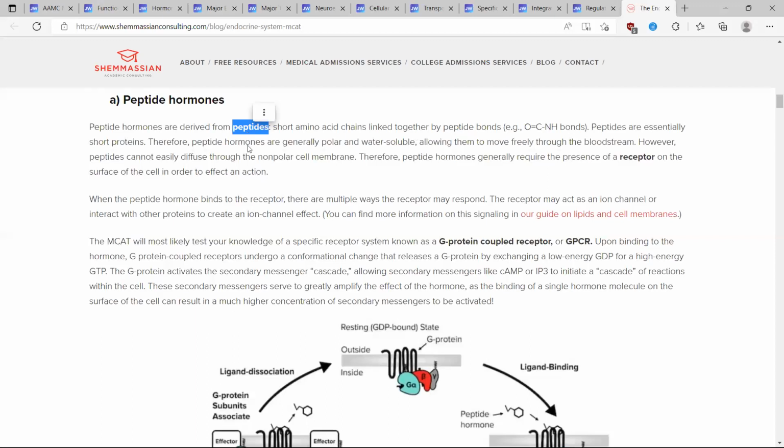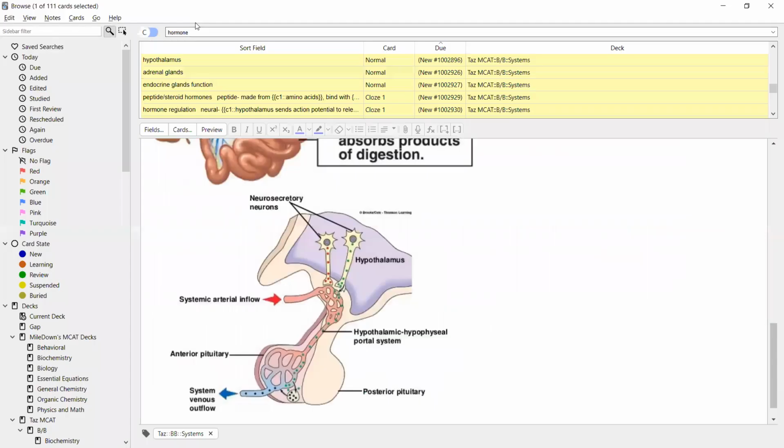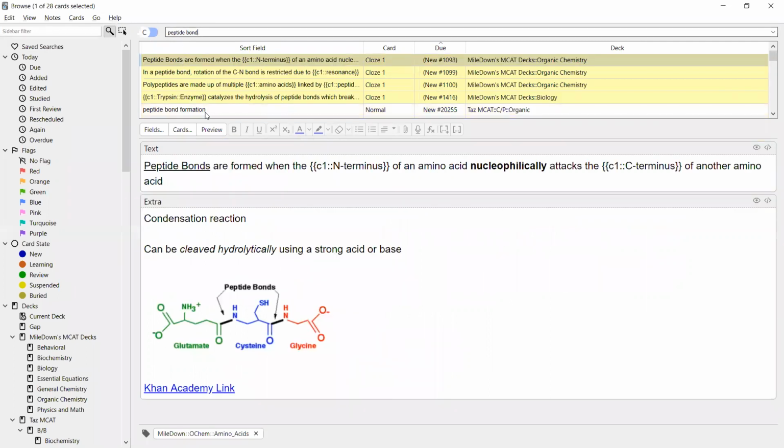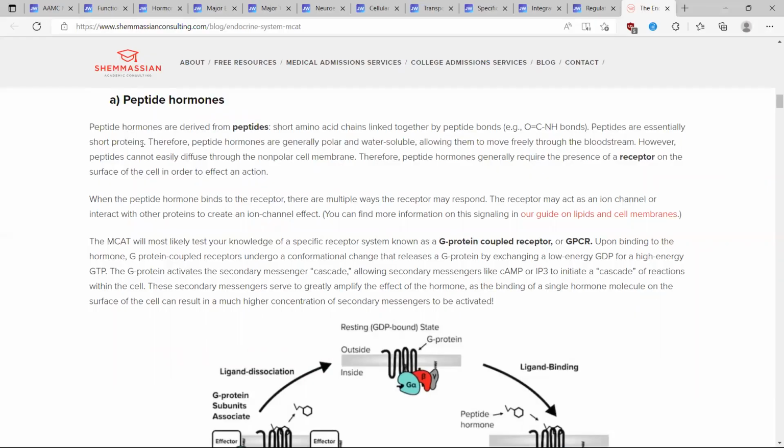If you remember what a peptide is, peptides are amino acids linked together by peptide bonds, right? Do you remember what the peptide bond is? It's the bond between amino acids. When amino acids bind together, you get a little peptide bond between the C and the N here. So peptide hormones are essentially amino acid chains. Peptides are essentially short proteins, so these hormones are very small proteins.